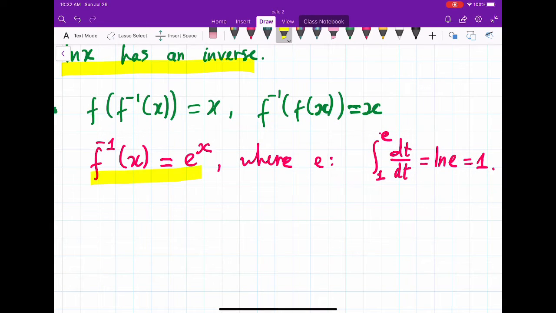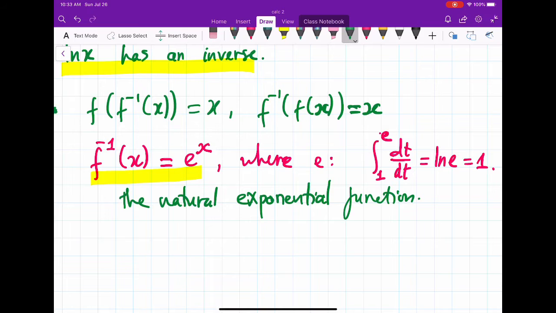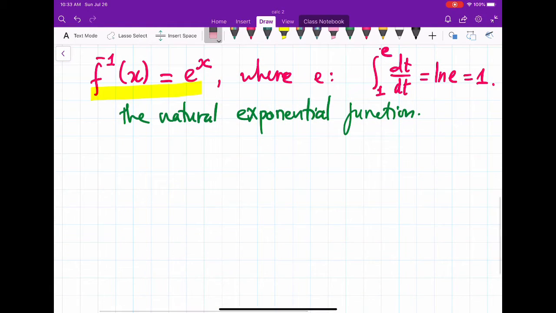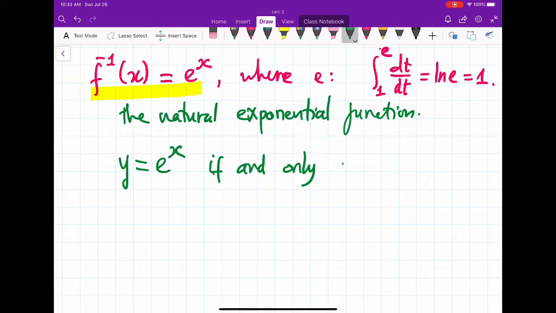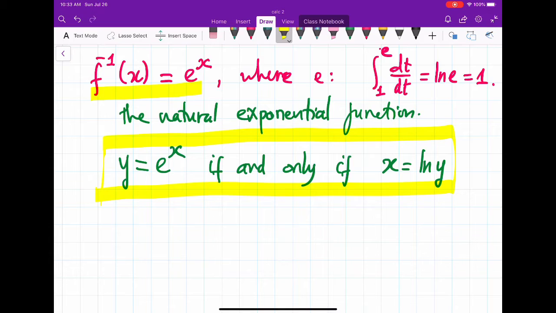This function is called the natural exponential function. And based on the definition, we have the following: y equals e to the x if and only if x equals ln of y, because they are inverses of each other. Okay, so this is the definition of the natural exponential function.